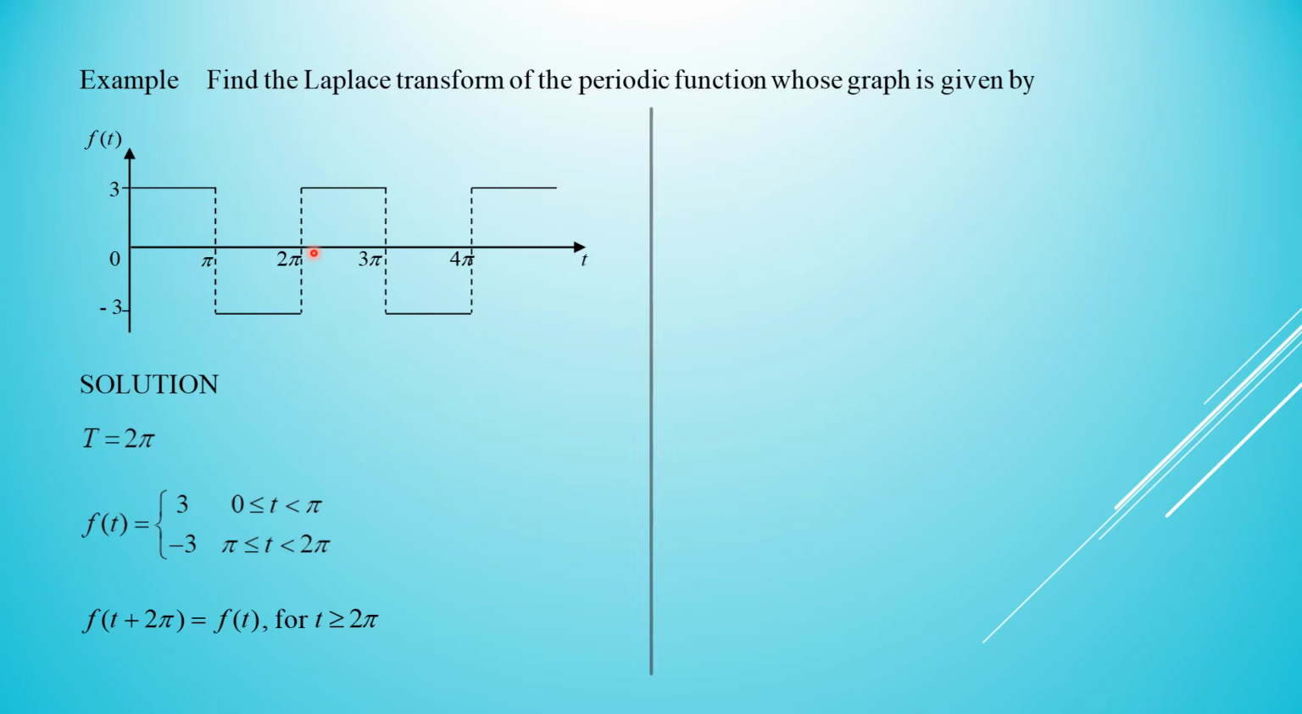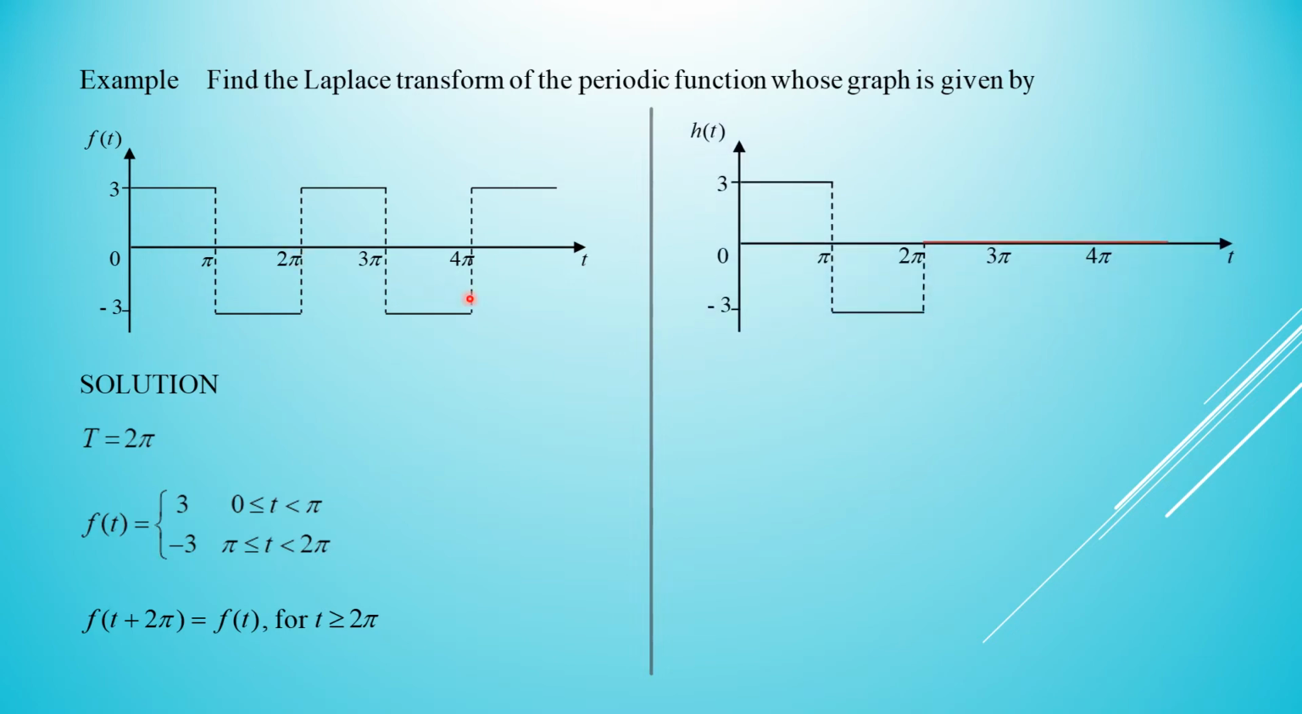Now in the previous slide, we mentioned the function h. Now what is the function h? The function h is similar to the function f only in the first cycle. But after the first cycle has been completed, the function has been suppressed to 0. Okay, so we write down h as follows.